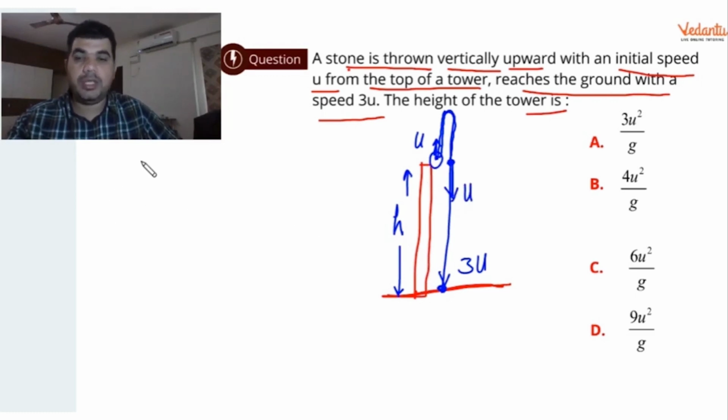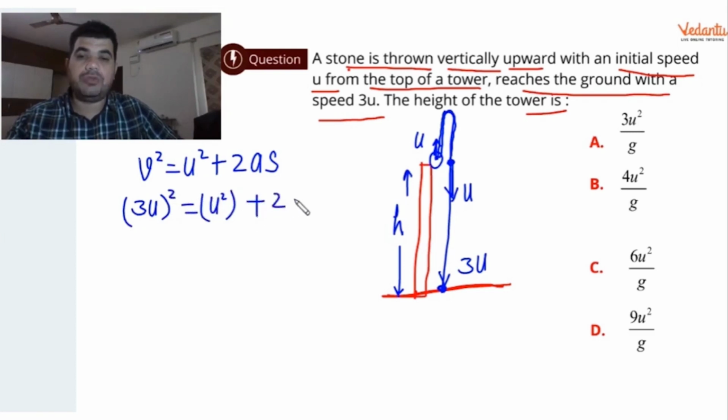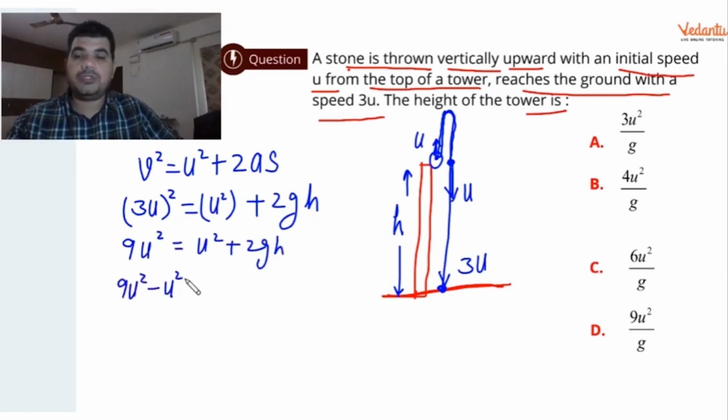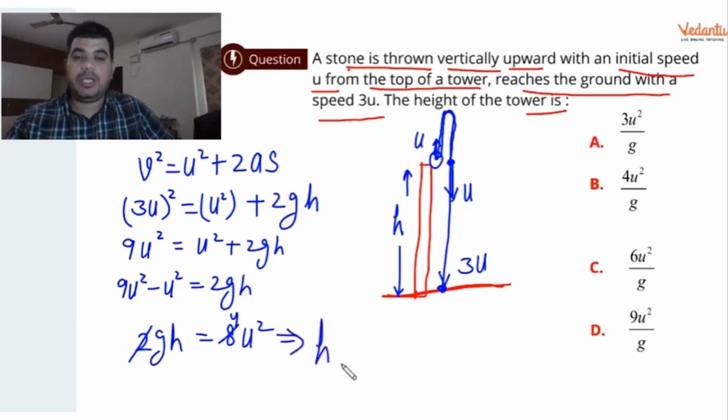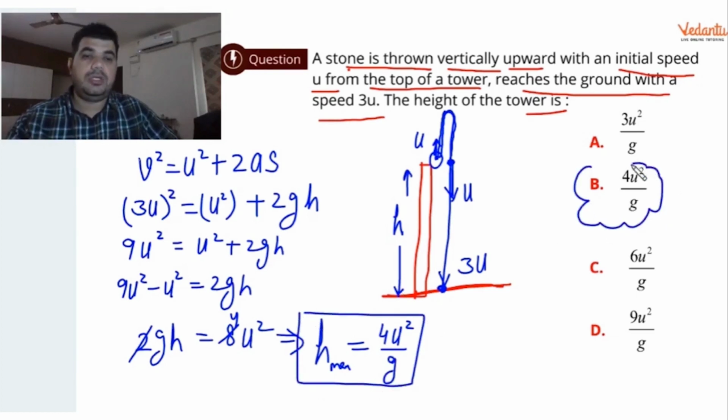Now from here to here, you can apply v square is equal to u square plus 2as. Now v square you have 3u. This is the final velocity. Initial is u. Both are in the same direction, should be positive. 2gs is actually h, the displacement. So you can say 9u square equals u square plus 2gh. So 9u square minus u square is equal to 2gh. 2gh is equal to 9 minus 1 is 8u square. So here 2, 4. Now you can say h max is equal to 4u square divided by g. So can you see the answer? Yes. Here B is the correct answer.